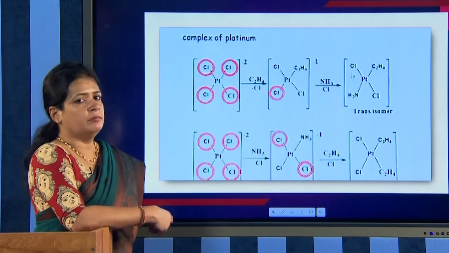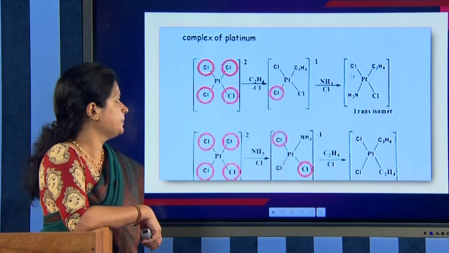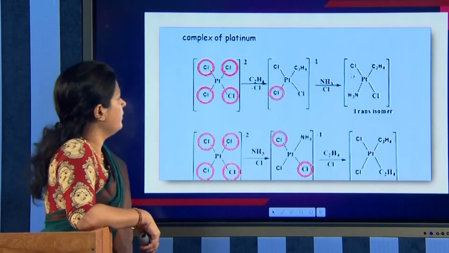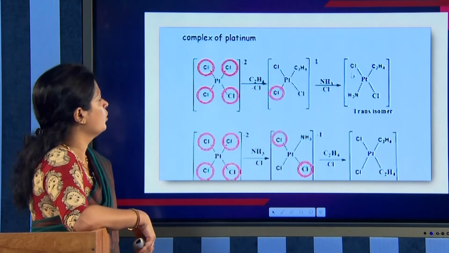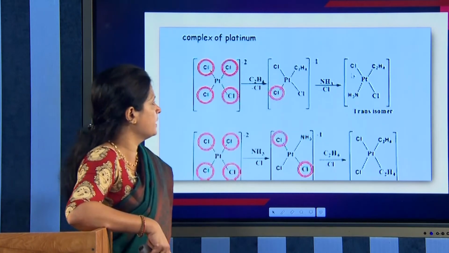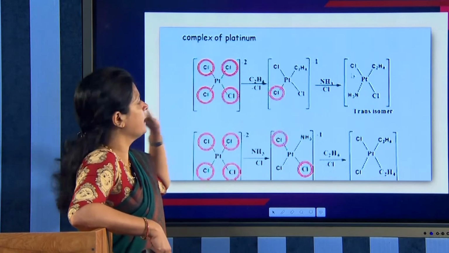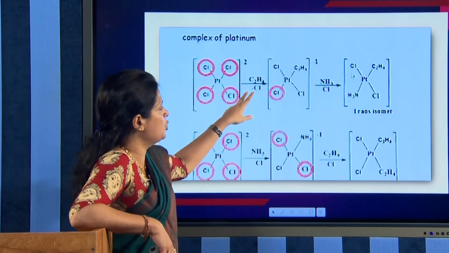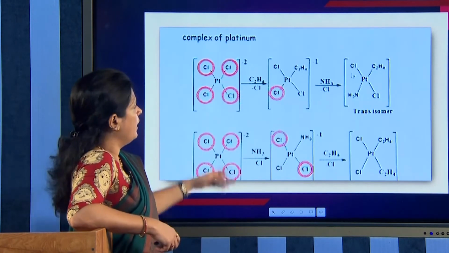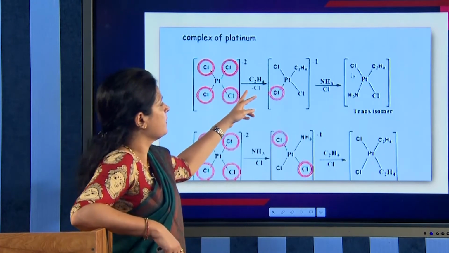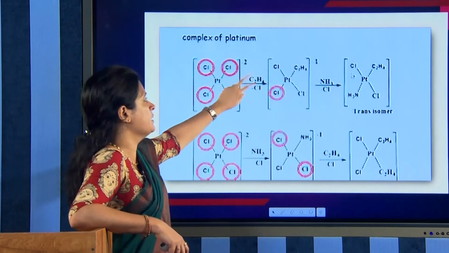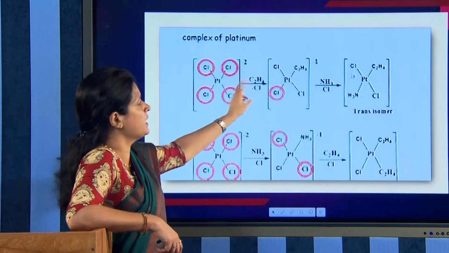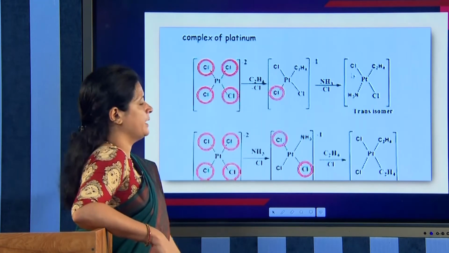And now explaining another reaction. See, we have PtCl4 2 minus, that is again 4 Cl minus ligands are there. You have C2H4 as the ligand. And now initially what happens? This C2H4 is replacing one Cl minus and attaching to the platinum complex.